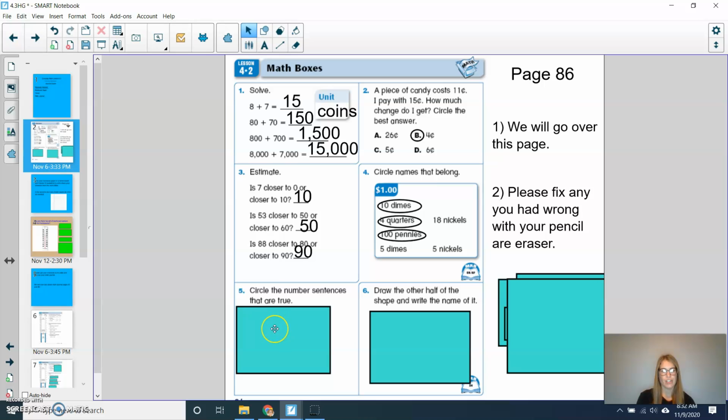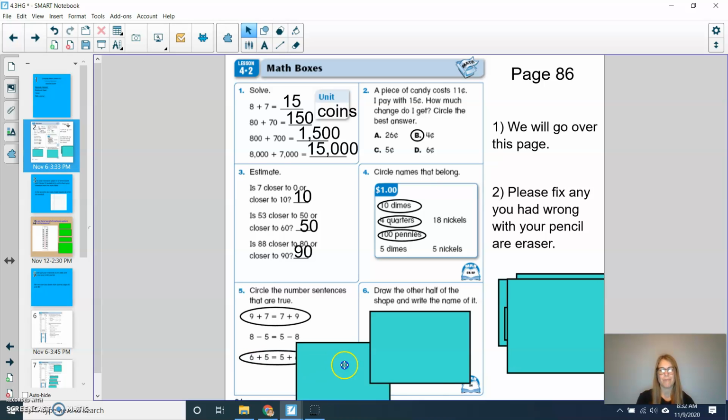For question number 5, circle the number sentences that are true. So I know that 9 plus 7 equals 7 plus 9. I know that 8 minus 5 is 3, and then 5 minus 8 would actually be negative 3. So that one would not work when I'm subtracting. But then for the last one, 6 plus 5 is 11, and 5 plus 6 is also 11.